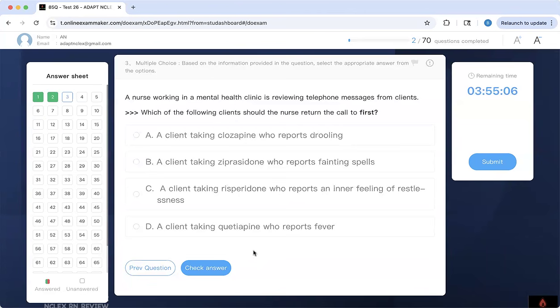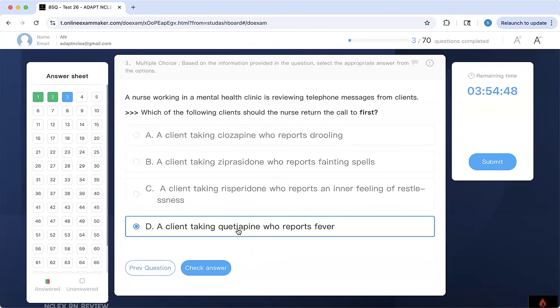A client taking quetiapine who reports fever. These are all psych medications. Most of them are antipsychotics. Which of these conditions is worrisome? Pause the video, pick your answer. But I can tell you the right answer is D.